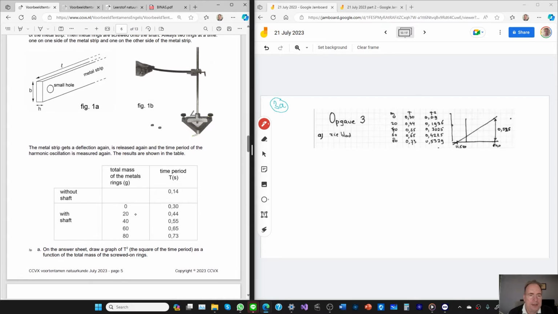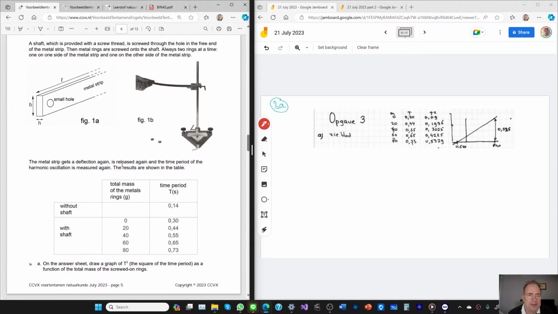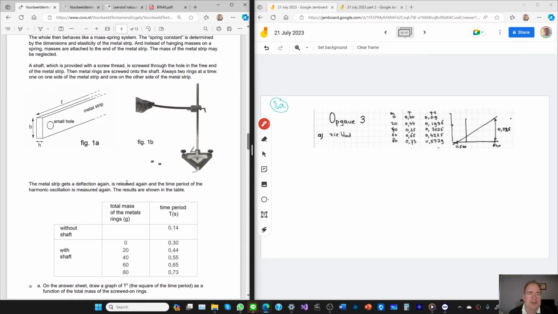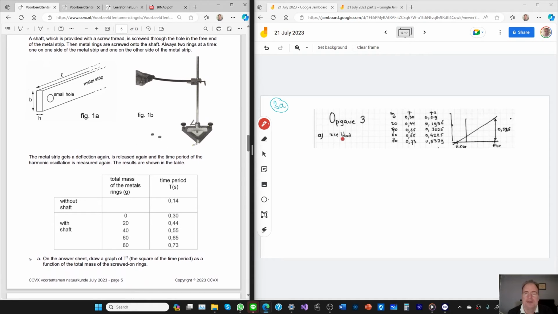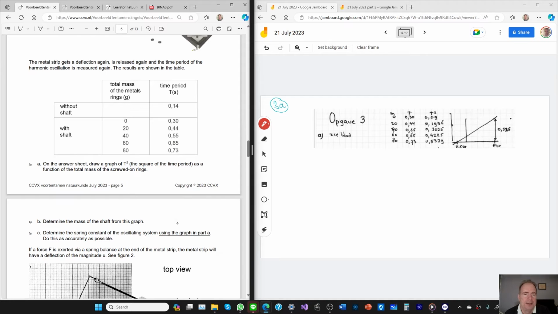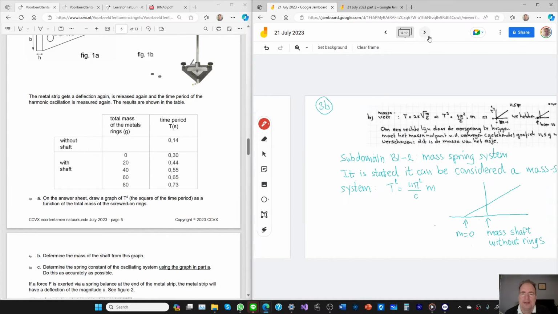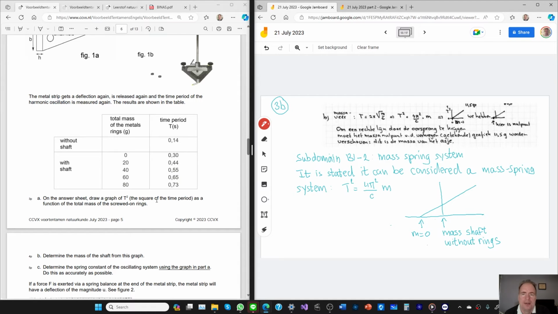So what they're asking is to draw t² versus the mass of some rings they screw on, and that's just making a table and plotting it. So that's some skill you need to have. I won't demonstrate that here. Now, question B is an interesting question.